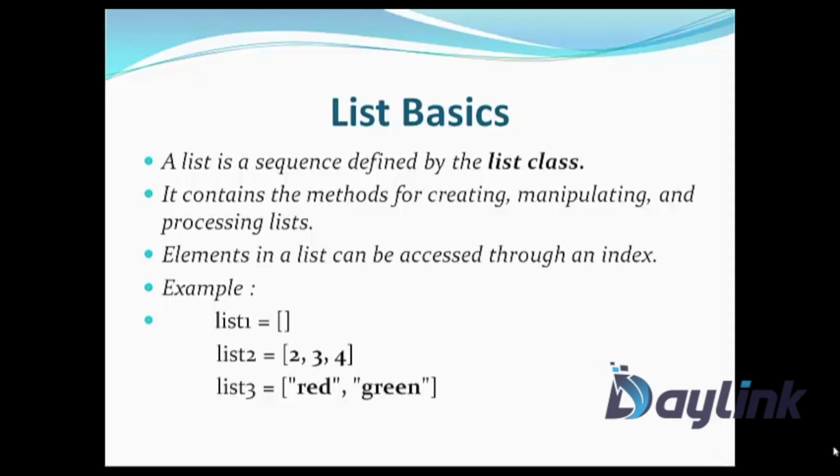We learn about the list. First of all, we see the basics of list. A list is a sequence defined by the list class. It contains the methods for creating, manipulating, and processing lists. Elements in a list can be accessed through an index. For example, list1 is equal to blank, list2 is equal to 2, 3, and 4, which is an integer type, and list3 is equal to red and green, which is a string type.